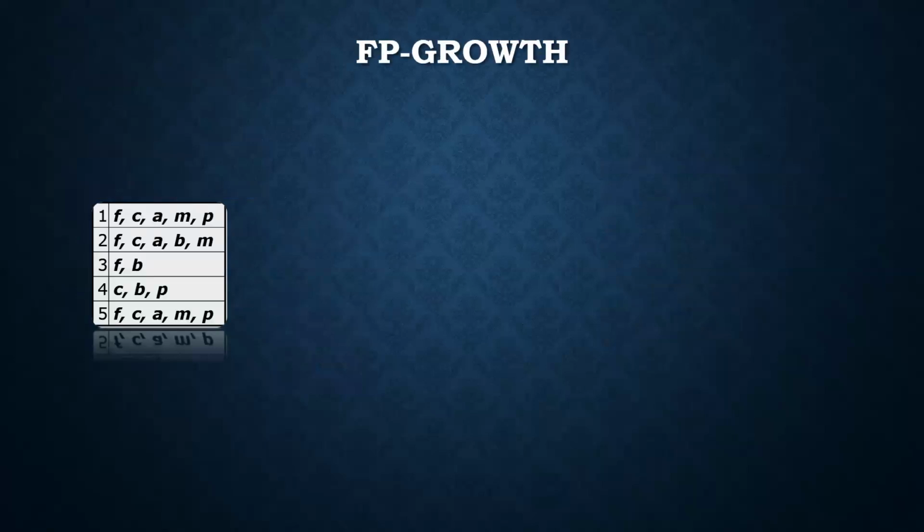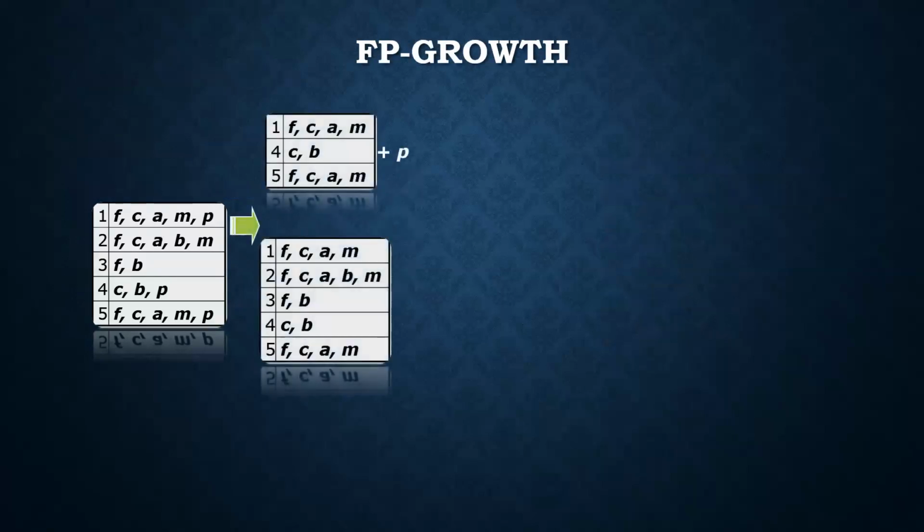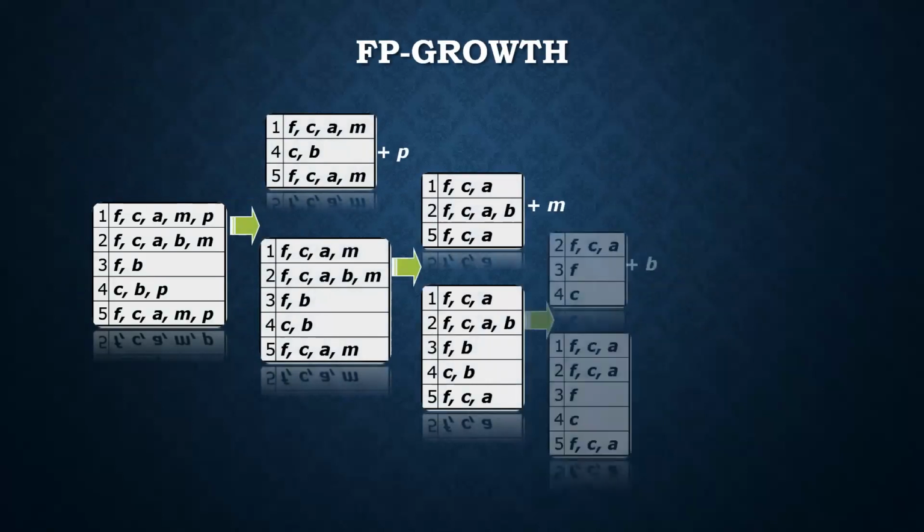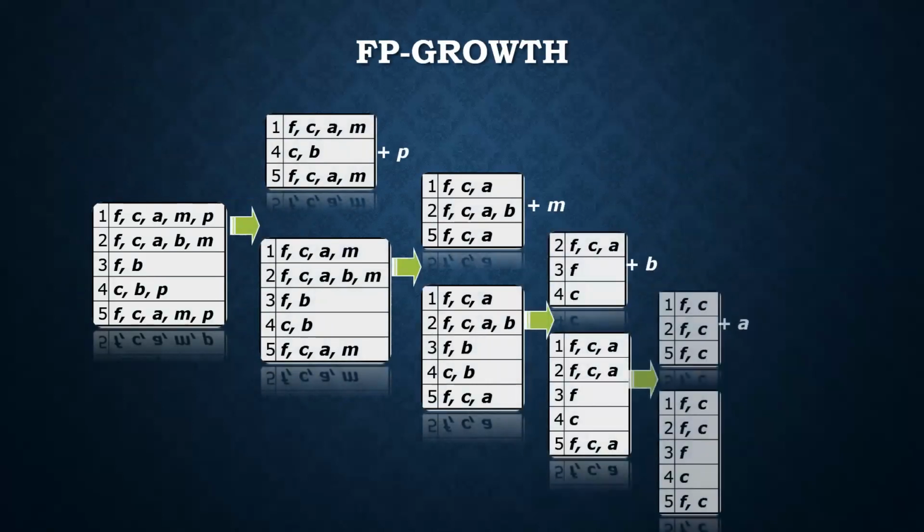Here are all the paths that were obtained from the previous step. Here are the paths for P, for M, for B, and for A. These are the individual paths for each item inside the FP tree.